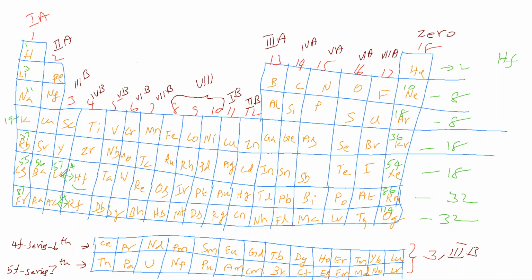After 57, 14 elements are there, so add 14, how much are you getting? 71. Then hafnium is how much? 72. Hafnium is 72. Like this we have to say. So we got hafnium atomic number 72.